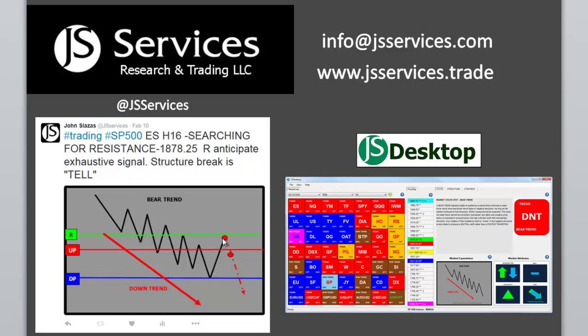So we're anticipating an exhaustive signal, and that's represented by this red dot. Structure break is tell. So we're looking for a confirmation of this exhaustive signal, and a break in structure is the tell that we're right. The application that we used to derive this signal was our JS desktop.